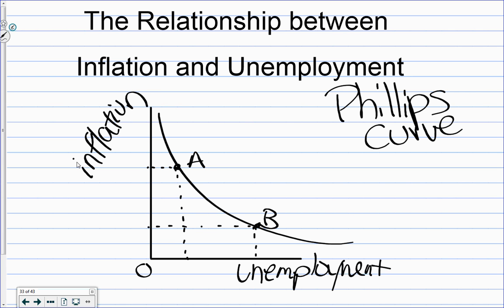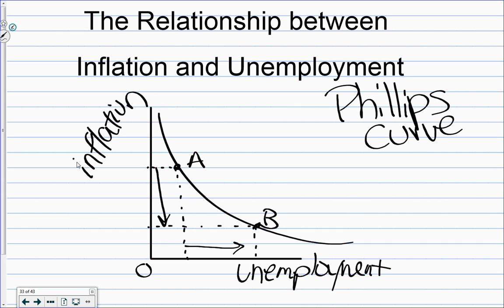From point A to point B, what's happening to prices? They're going down. Not increasing. Well, no, they're going down. I see what you mean. There's less inflation, so that does mean prices are going down. What about unemployment? It's going up. What type of economy do you think this is?